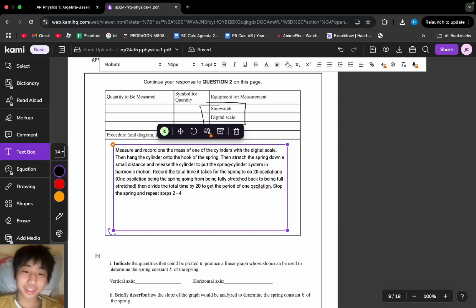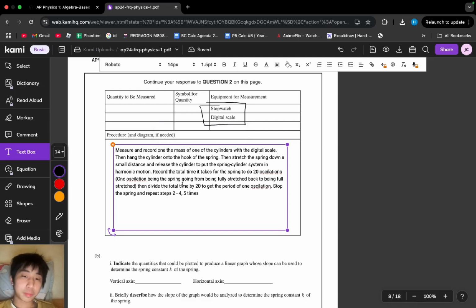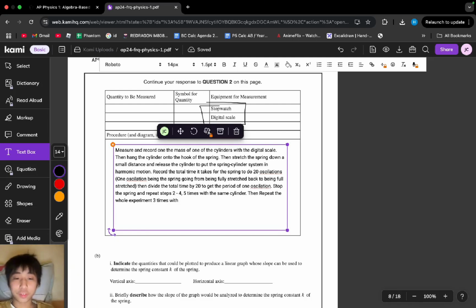Let's say 5 times or something. It doesn't matter. I feel like you might be wasting time making it this specific, but you never know. Repeat steps 2 to 4 5 times with the same mass or cylinder. Then repeat the whole experiment 3 times with changing masses, changing the cylinder. So what we're basically doing is reducing experimental error by repeating the experiment multiple times to get the average time it takes for any mass, to see as a trend whether it stays consistent.